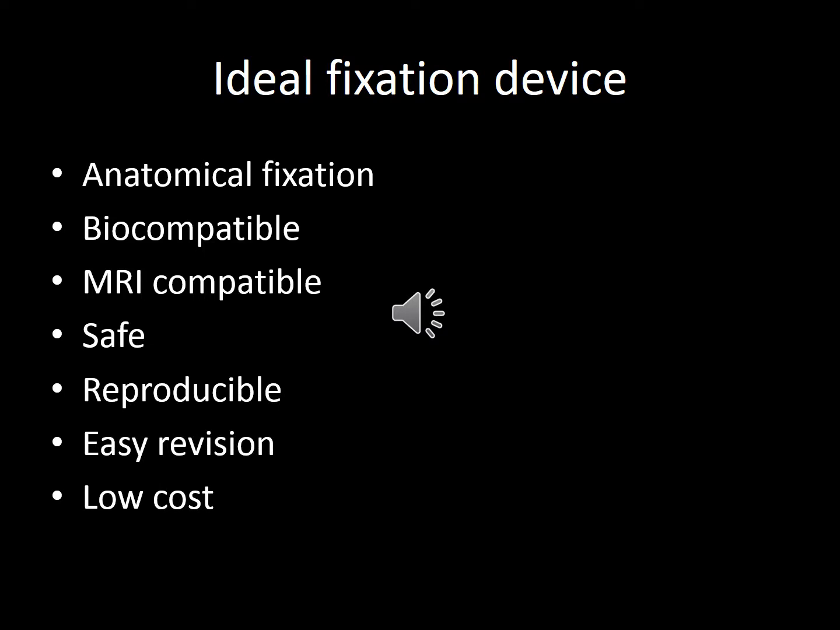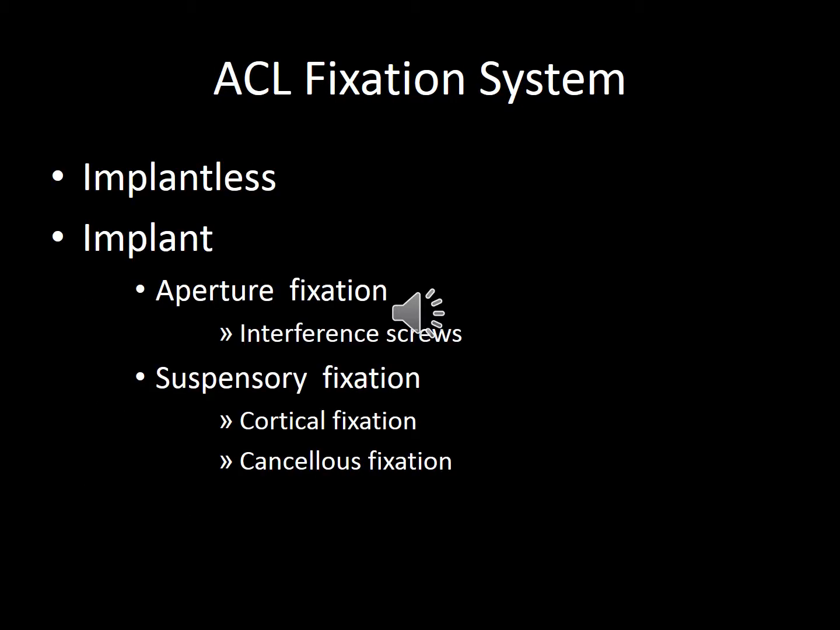The ideal fixation device must provide anatomical fixation, be biocompatible, MRI compatible, safe, reproducible, and easy to revise, as well as low cost in our context. So when we are talking of ACL fixation systems, there is implantless and implant. Coming to implant, it is aperture fixation or suspensory fixation. In aperture fixation, interference screws are popular, and in suspensory fixation, it is either cortical fixation or cancellous fixation.